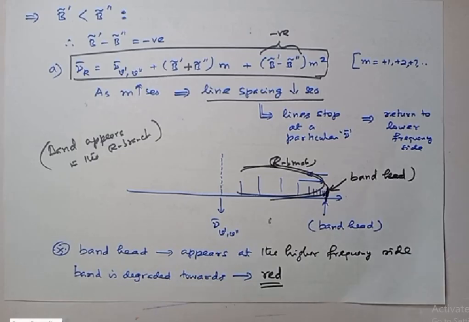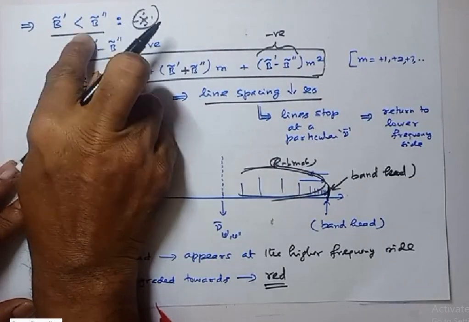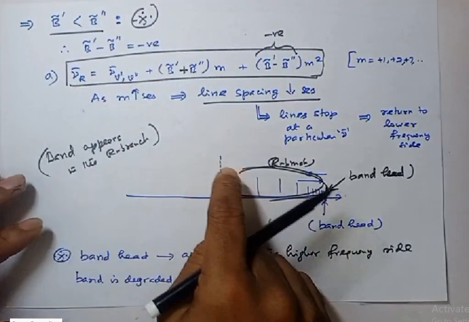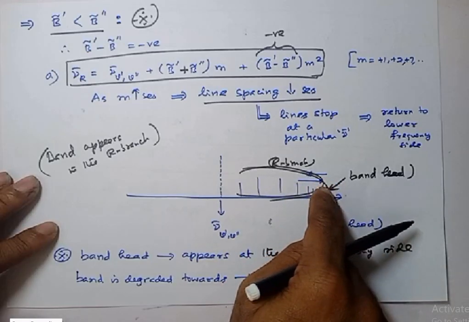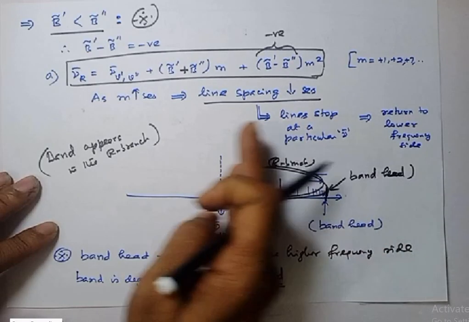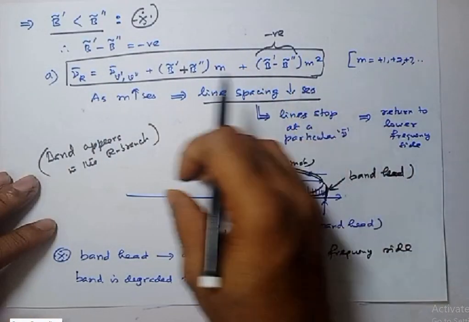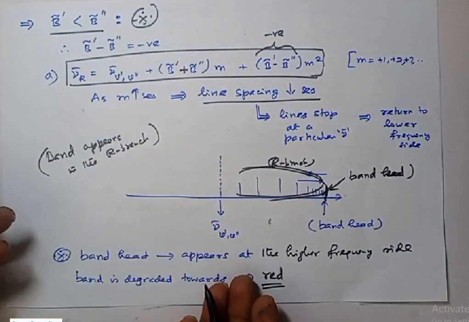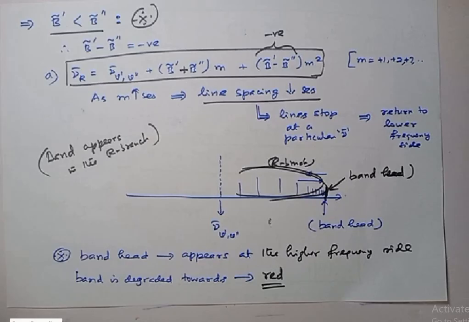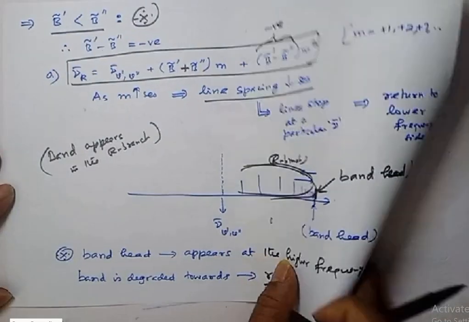Keep this point in mind. This is very important. If B prime is less than B double prime, we get a band at the R branch side. We get a band head and we get what is called a tail. Tail or degradation. The band degradation occurs towards lower frequency side, also called red region. Now this is in the R branch. What happens in the P branch and Q branch? Let me explain this.